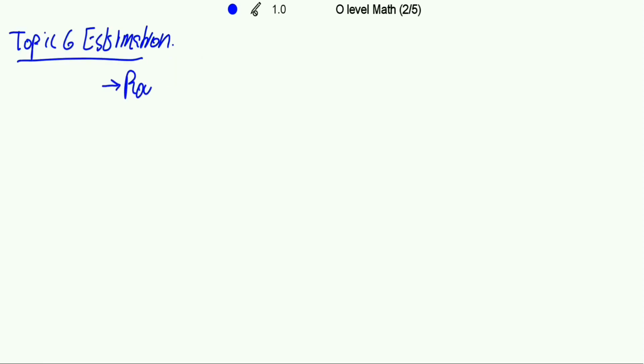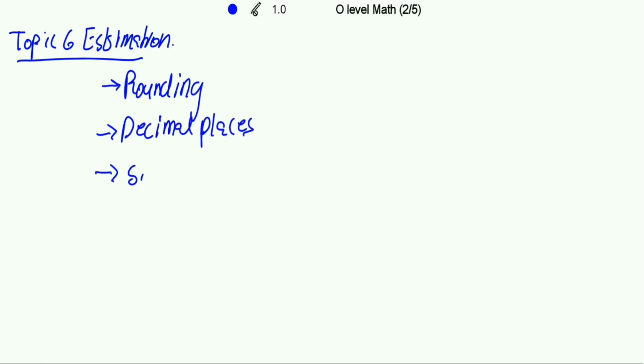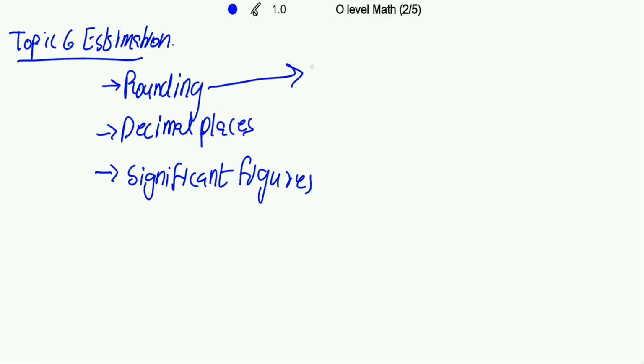Now we are moving to topic 6, which is estimation. In this topic we are going to understand rounding. What are decimal places? And what are significant figures? So let's start with rounding.